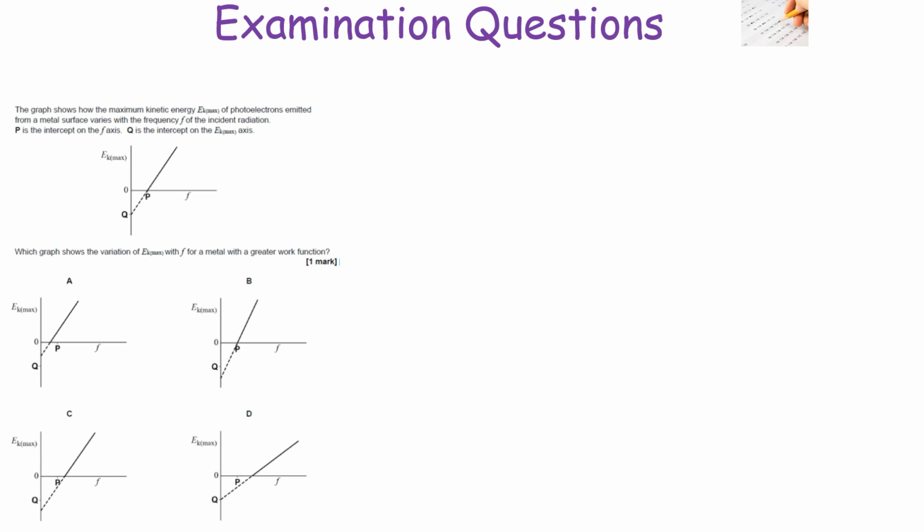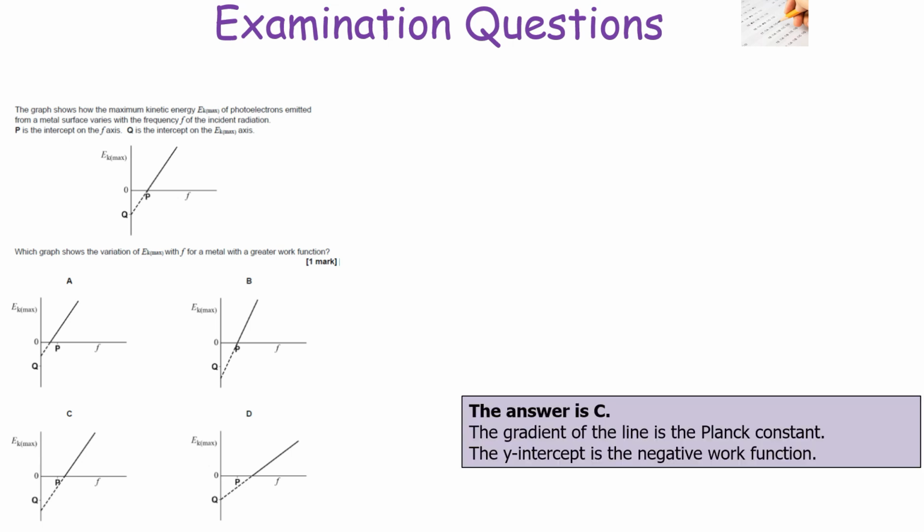Well, the answer for this one is C, because in the graph of kinetic energy against frequency, we know that the gradient of the line is Planck's constant, so the gradient has to remain the same as the graph given in the question, but the y-intercept is the negative work function.